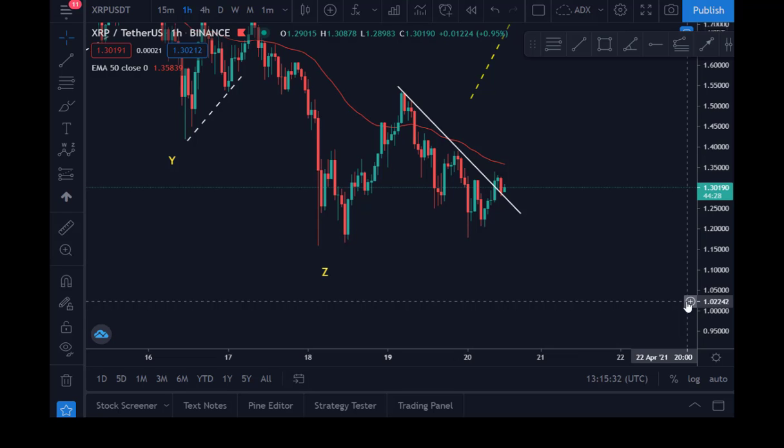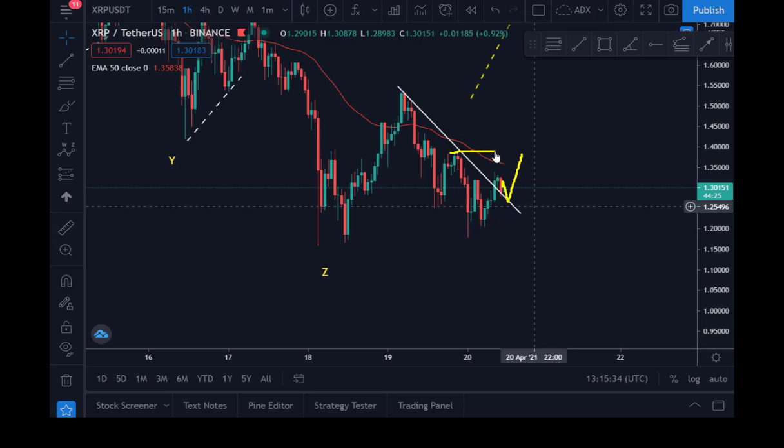So wait for that confirmation on Ripple. And how do we wait for it? You expect this to come down and break this previous low, and as it's breaking this, you are taking the trade, or you're taking the trade from here. That's just it.